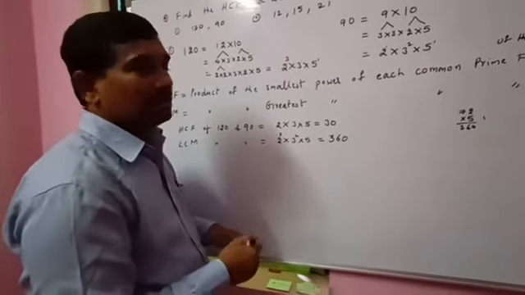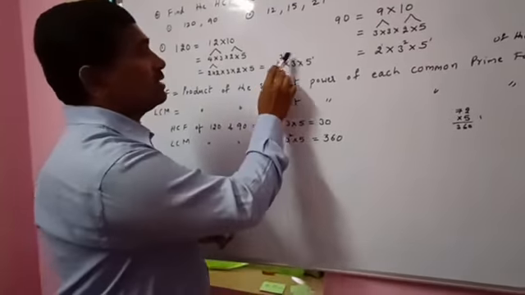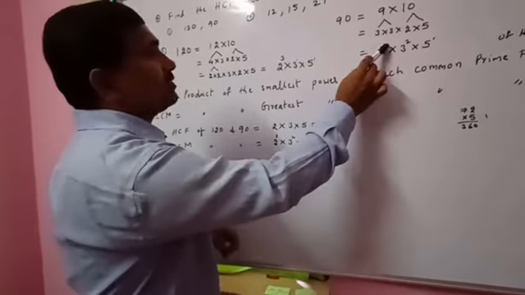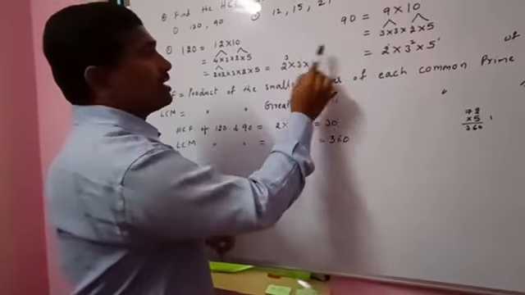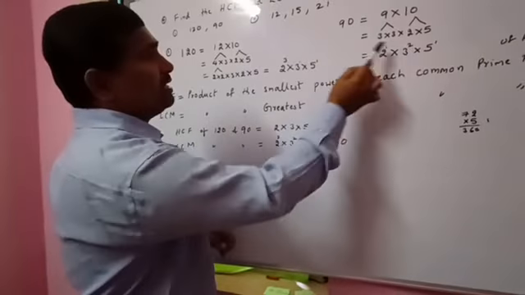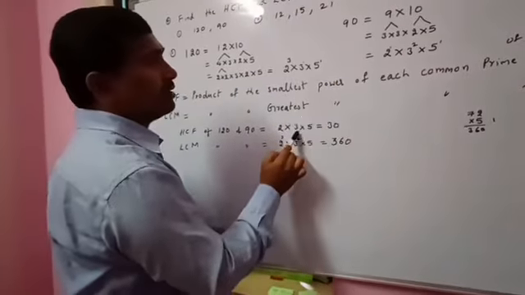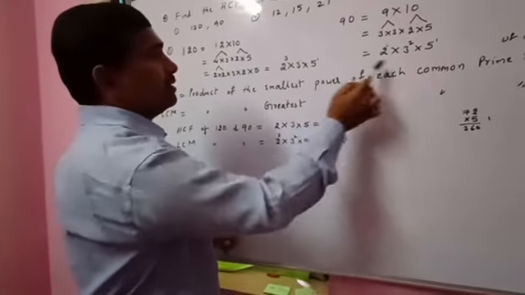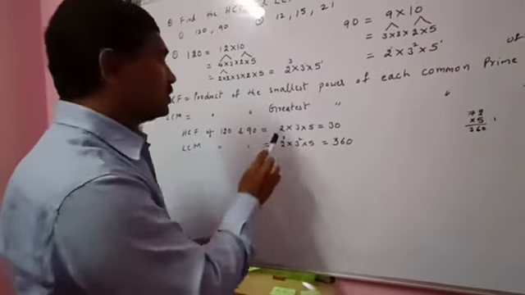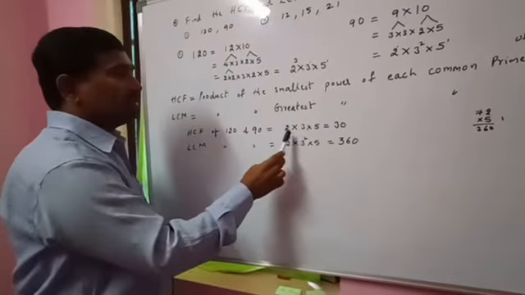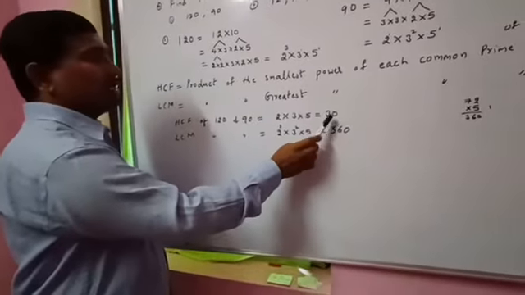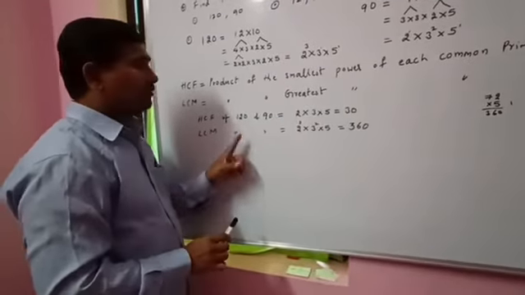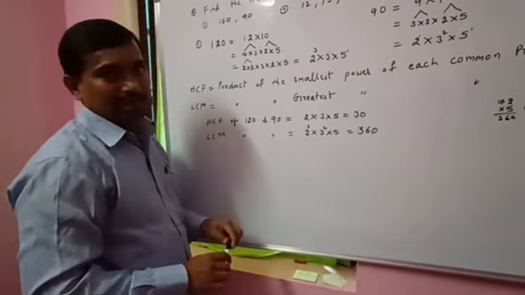Take the least power. Which is the least? 2 power 3, 2 power 1. Which is the least? 1. So take 2 power 1. 3 and 3 square, powers are 1 and 2. Which is the least? 1. Take 3 power 1. 5 power 1, 5 power 1, so write 5 as it is. So the product of this: 2 into 3 into 5. 2 threes are 6, 6 fives are 30. 30 is the HCF of 120 and 90.